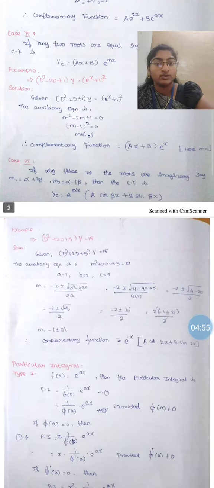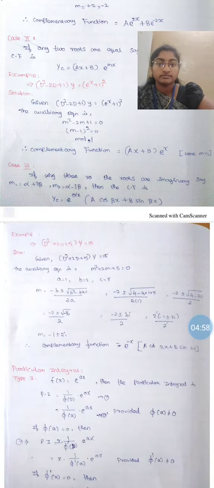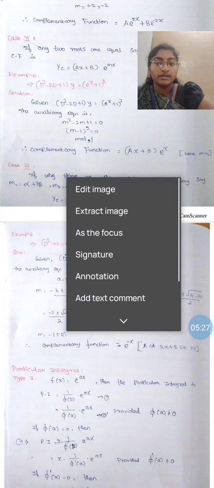Now we are moving to case 3. If the roots are imaginary, say m1 = alpha + i beta and m2 = alpha - i beta, then the complementary function is, since we have both the real term and the imaginary term, we use the case 3 formula: yc = e^(alpha x) (a cos beta x + b sin beta x).